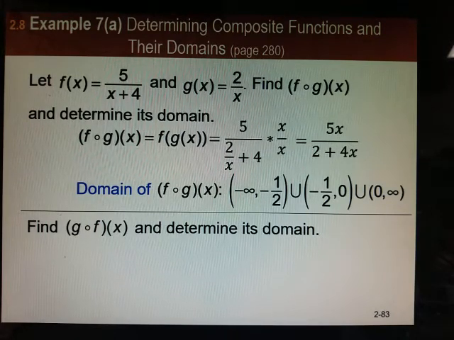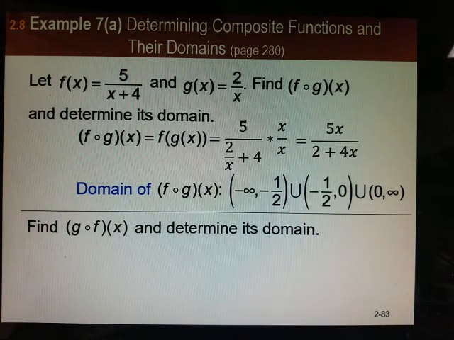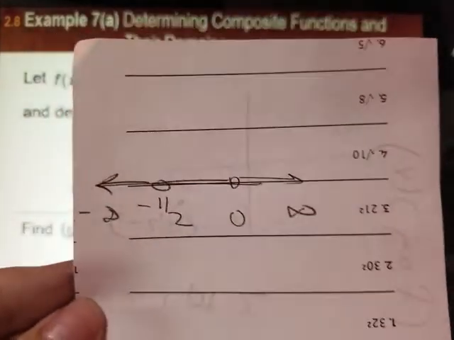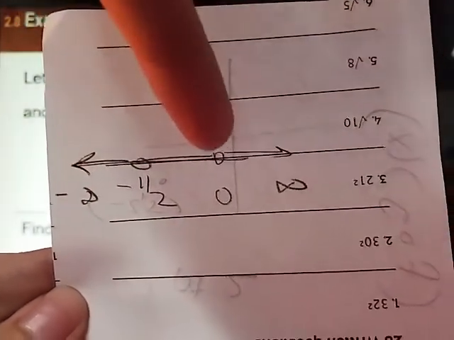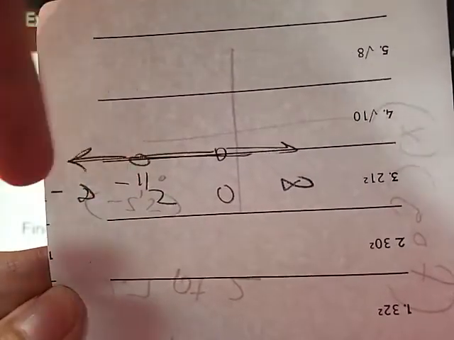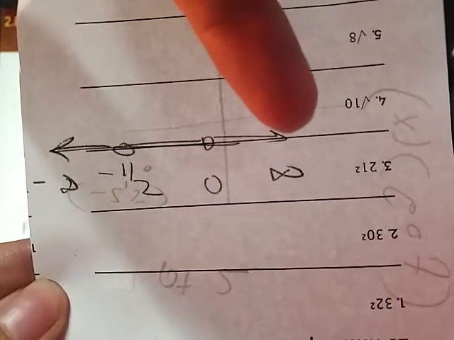So for a lot of you, that will be easier to do with a number line. So let me take a second here and do my number line. Negative 1/2, 0. Okay, so from the number line, see, x can never be negative 1/2, x cannot be 0. So this interval is negative infinity to negative 1/2, open parentheses, union, negative 1/2 to 0, union 0 to infinity.